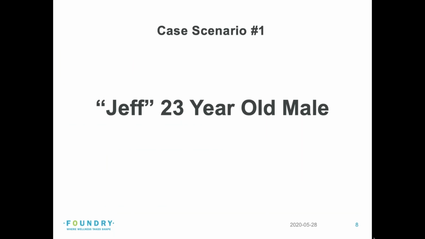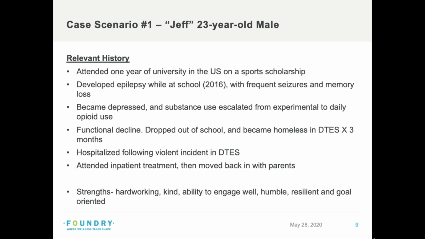So the first patient we're going to talk about is Jeff, who's a 23-year-old male. Some background on Jeff. Jeff came to us after he had quite a severe course of substance use. He had been attending school in the US on a sports scholarship, and he had a history of using a little bit of substances, but nothing significant, more experimental use of different kinds of party drugs. While he was in school, he developed epilepsy, and it became very unstable, and he was having frequent seizures and a lot of memory loss, to the point that he didn't remember how to play the sport that he was on a scholarship for. So his life really spiraled after that.